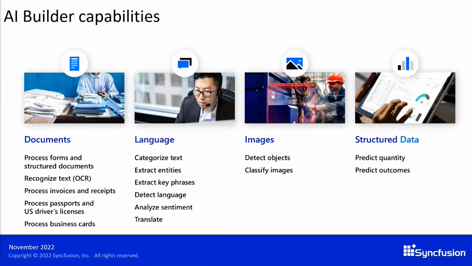Here are the main capabilities that you can find. So maybe you already thought about using some documents to recognize text and images inside some documents, to process the documents itself, or to identify if it's a passport or a driver license, and so on. You can also use the language part that will help you to categorize text or to extract information from the text that you provide.